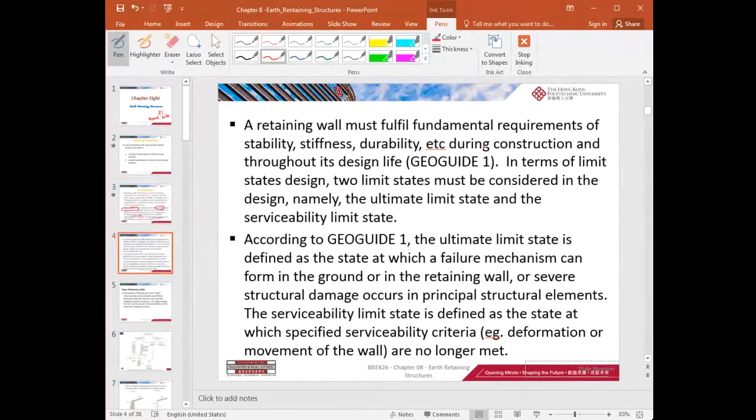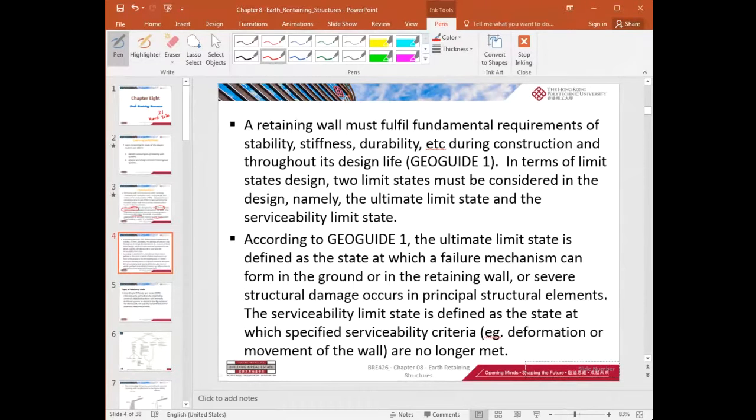Well, there's a very authoritative document issued by the Geotechnical Engineering Office, the Geoguide 1. Now, this Geoguide 1 will outline the fundamental requirements in terms of stability of the wall, the stiffness, and also durability, and many other serviceability requirements during the construction stage, and what parameters or aspects you should detail design during the design stage.